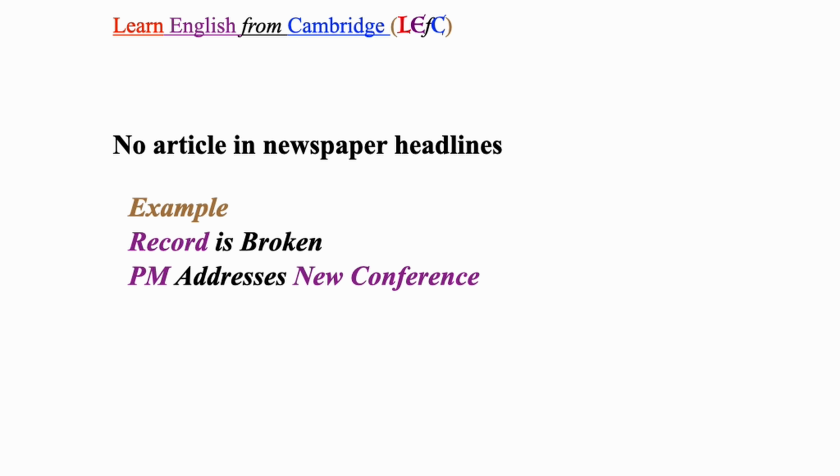No article is used in newspaper headlines. For example, record is broken. PM addresses new conference. So here the noun record, PM, that's Prime Minister, and new conference, we don't see any articles. This is a common practice in newspaper writing. We can call it journalistic writing. Headlines and subheadings normally omit articles.